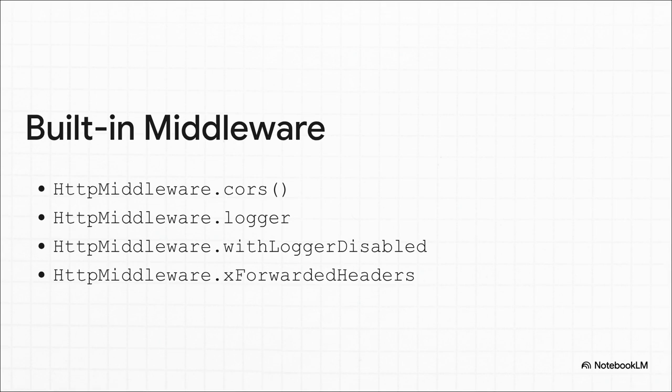And the best part is, you don't have to build all of this from scratch. Effect comes with a bunch of common, pre-built middleware stations right out of the box. Things for handling CORS, for logging requests, or even for dealing with X-Forwarded headers when you're behind a proxy. You just plug them into your application, and you're good to go.